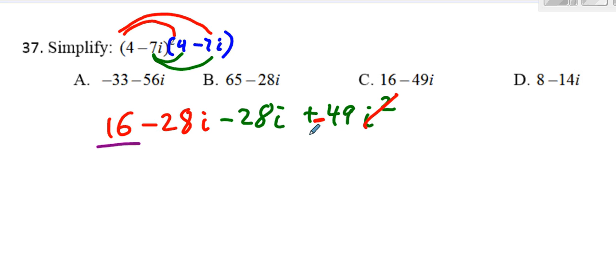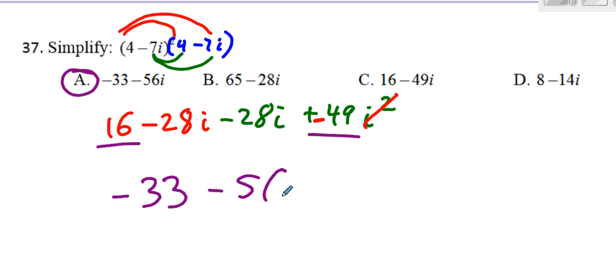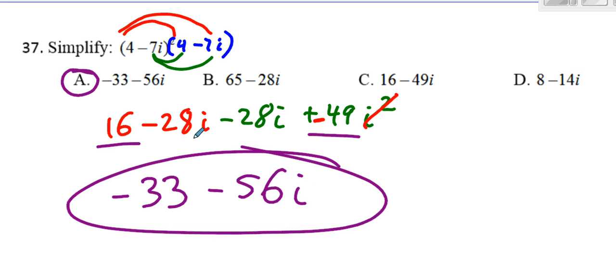Combine your like terms. 16 minus 49 is negative 33. So obviously the answer is A. And then negative 28 is negative 56. Combine your like terms.